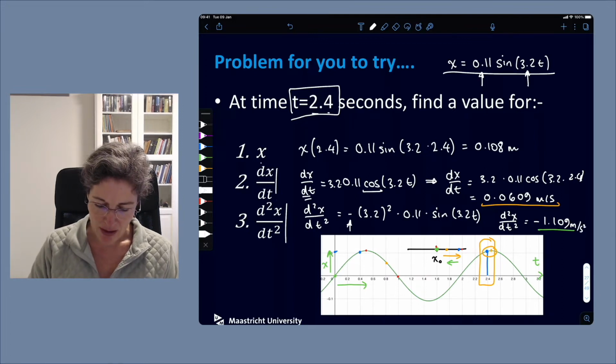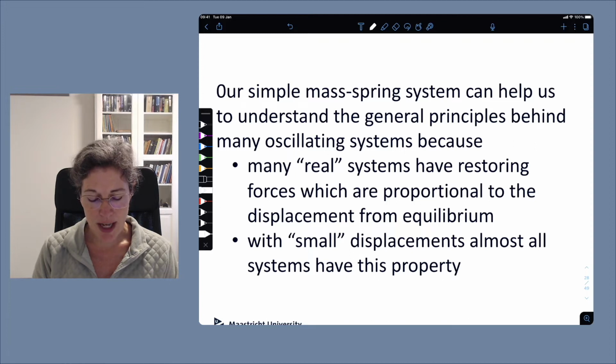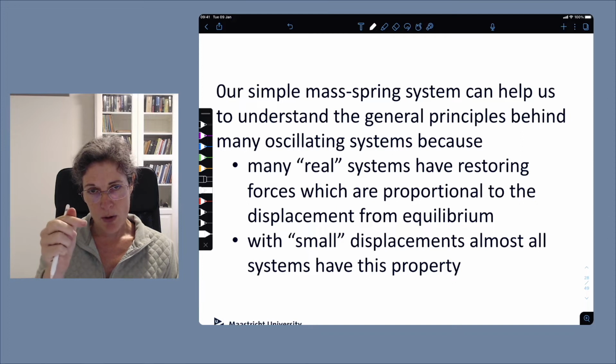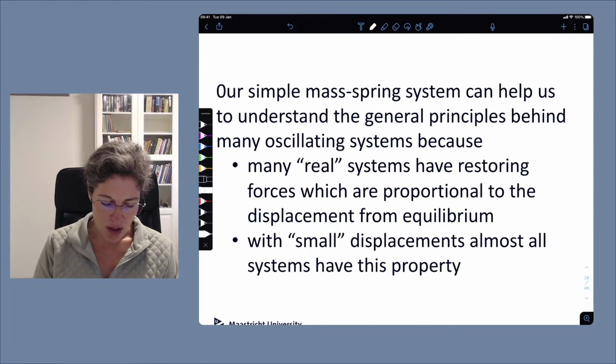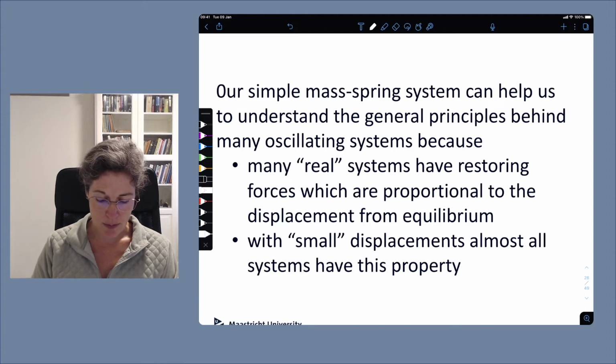Okay, onward. So this might seem like an incredibly simple system that we've just described, our simple one mass on the end of a spring in one dimension. But in fact, we can use this to explain a lot of different systems that have similar principles. So what were the key things that we said about our mass on a spring? Well, we said that we have a restoring force that always pulls the motion back towards the equilibrium. And we said that the size of that force is always proportional to the distance from equilibrium. So pretty much any system which has these characteristics can be described using simple harmonic motion.